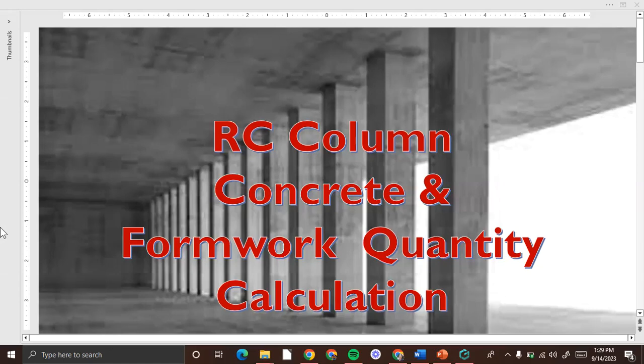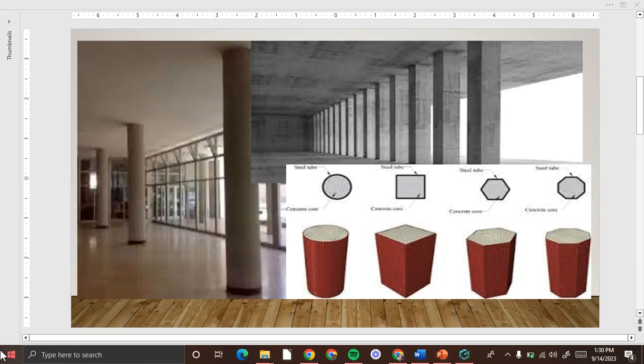Hi, good morning. Today we will learn how to calculate concrete and formwork quantity of a rectangular concrete column. The column may be in any shape. The rectangular, circular and square shapes are the ones that are mostly used in construction.